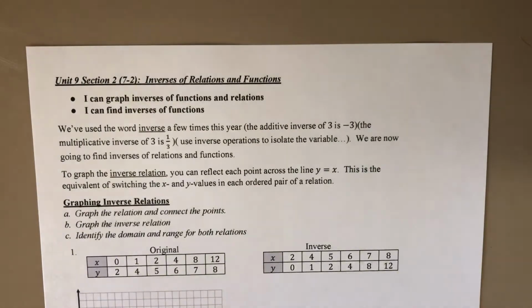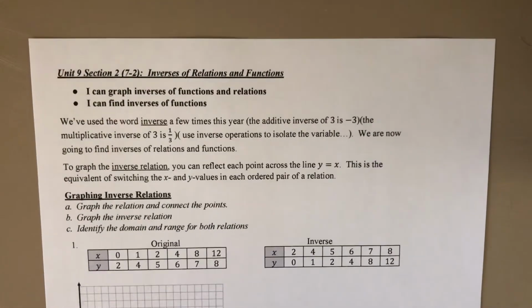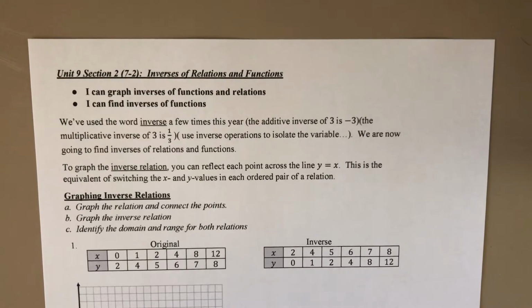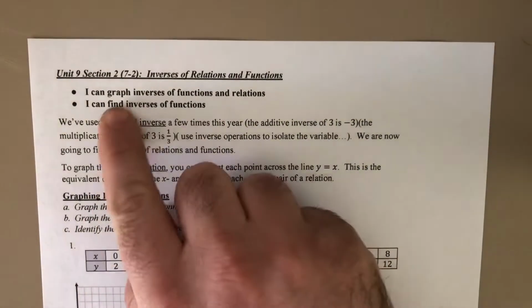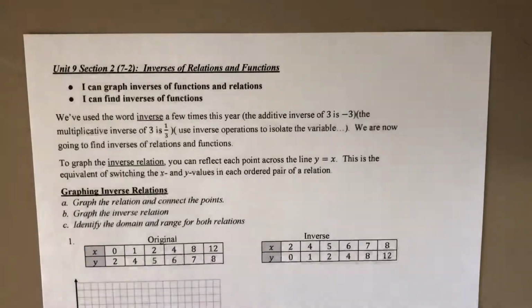Hey guys, I'm just going over the notes for chapter 9 or unit 9 section 2, which corresponds to chapter 7 in your textbook. So chapter 7 section 2. We're talking about inverses of relations and functions. We're going to talk about how to graph inverses and find them.